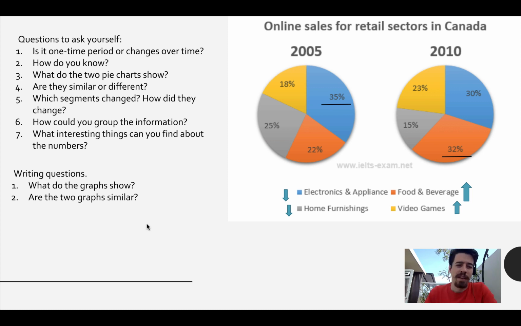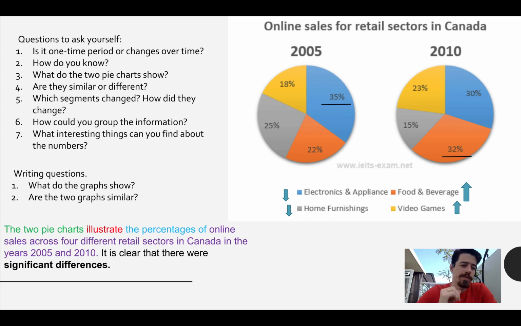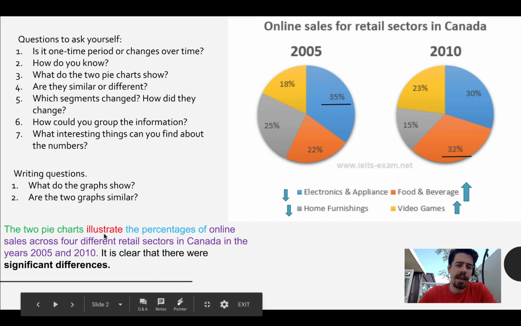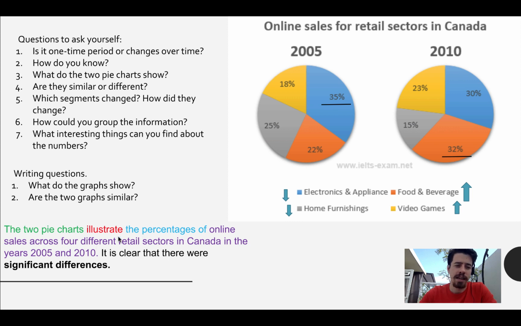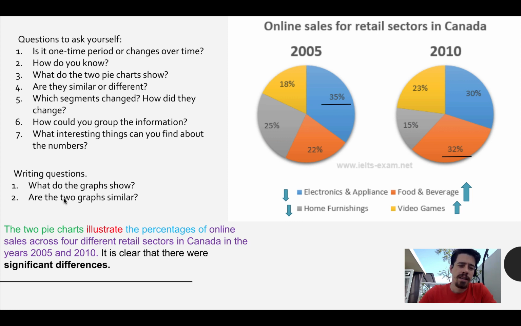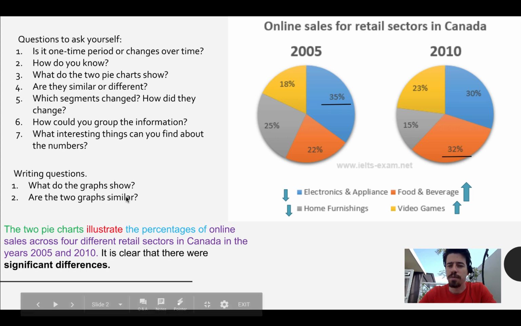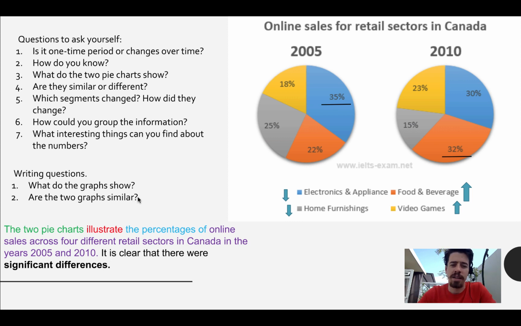Okay, welcome back. So we'll look at an introduction paragraph. So we've got: the 2 pie charts illustrate the percentage of online sales across 4 different retail sectors in Canada in the years 2005 and 2010. So this is what the graph shows. Second answer, it's clear that there were significant differences. So we're basically saying no, they are not similar, they are different.